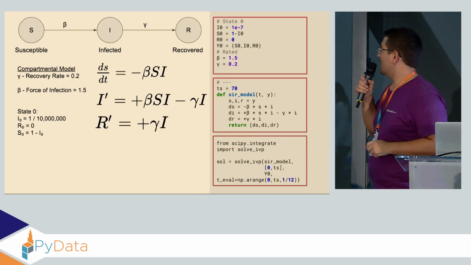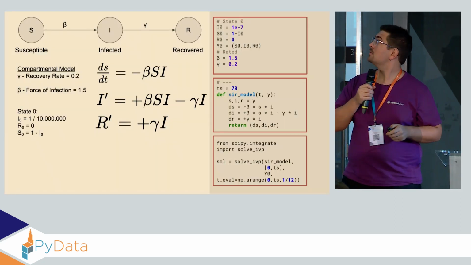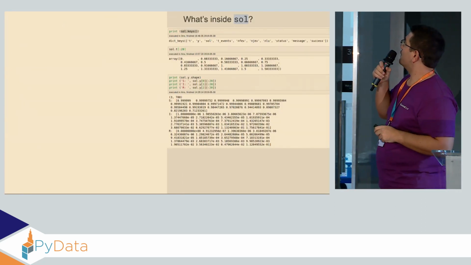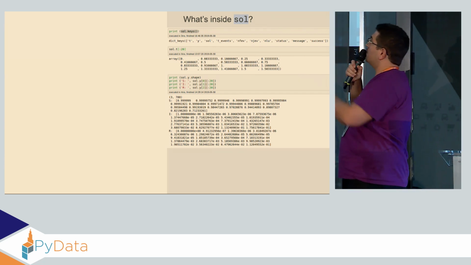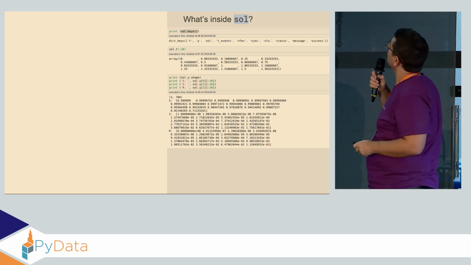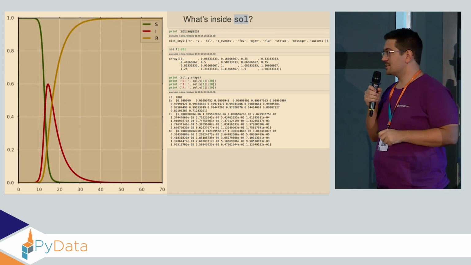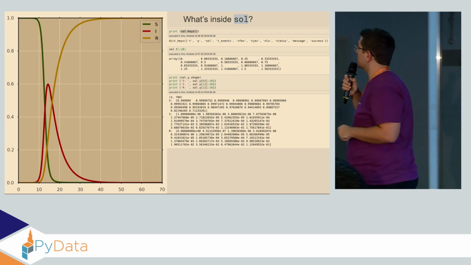What is SciPy going to give us? You see that sol is the function solve, and what SciPy is going to give us is this object, one part of which is the vectors of the solutions. So this is not very interesting. What's interesting is when we chart that and you can see the disease. So now that's the pretty interesting part.